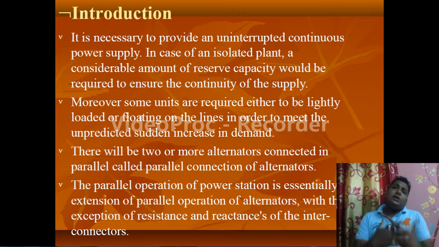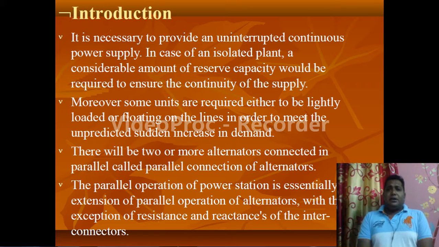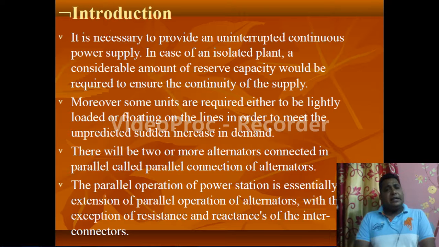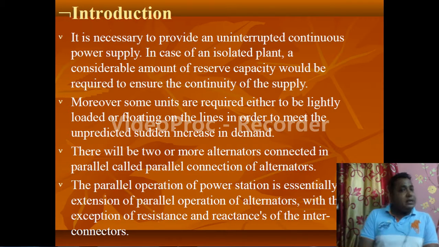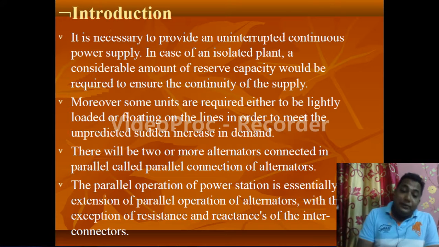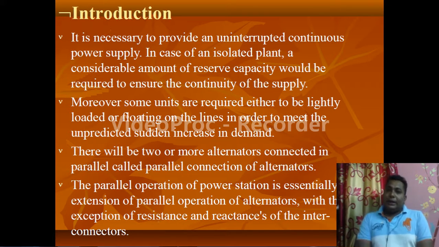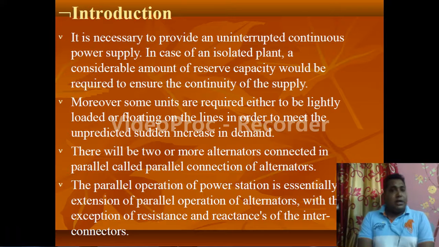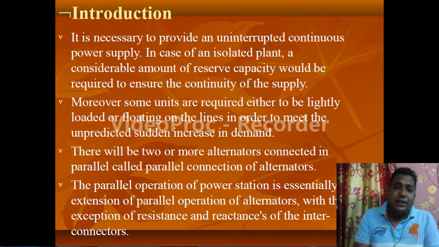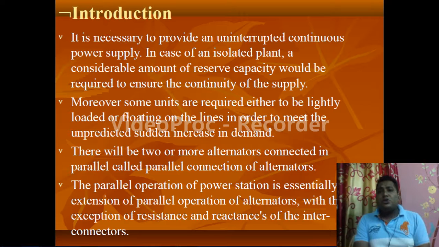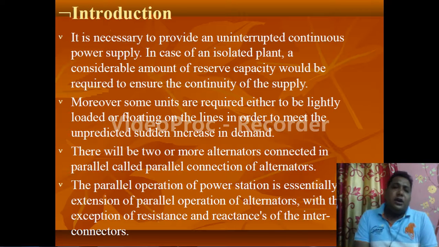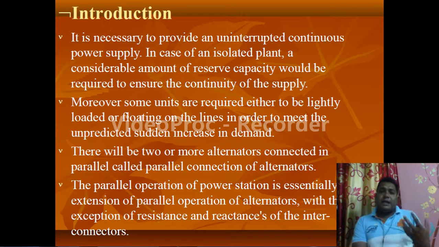So these are the main reasons, already I have discussed with you, behind this parallel operation of the alternator. As you can see, it is necessary to provide an uninterrupted continuous power supply. In case of an isolated plant, a considerable amount of reserve capacity would be required to ensure the continuity of the supply. A very important thing is that if a power plant is an isolated one, it must have the capacity to store some energy. And how can we store energy? Generally we use some battery, but it has a high cost, so it is not economic at all. That's why there is the interconnected system.